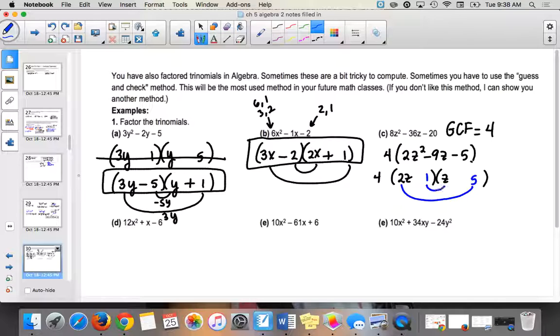Because I'm going to get 10 and 1. Which one has the negative? Which one has the positive? The 1 has the positive, the 5 has the negative. Does that make sense? Outer and inner combine to be that -9, we're good. Let me scooch that 4 closer so the 4 is there. So our final factored form is 4 times 2z plus 1 times z minus 5.